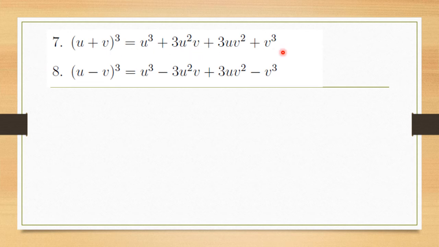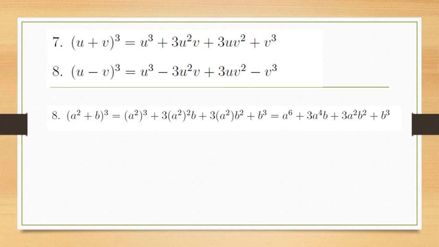So for plus, everything is plus. U cubed plus 3u squared v plus 3uv squared plus v cubed. And then the second one, which has a minus here, has a negative second term and a negative fourth term. But definitely the entries here are just the same. They only differ in the sign of the second term and the fourth term. Okay, let's go to the following examples.